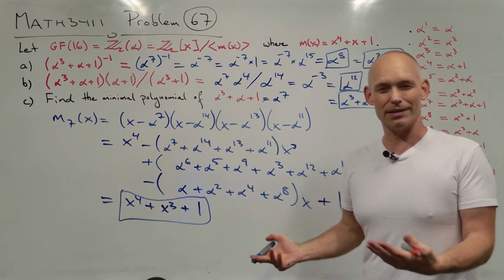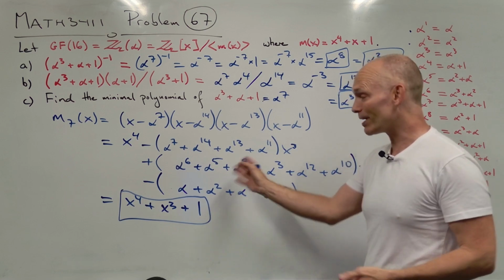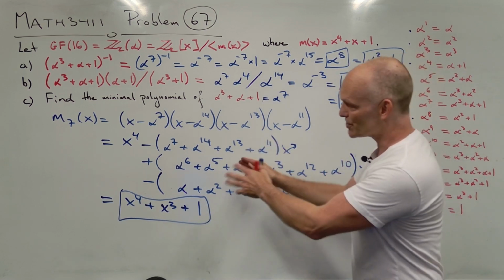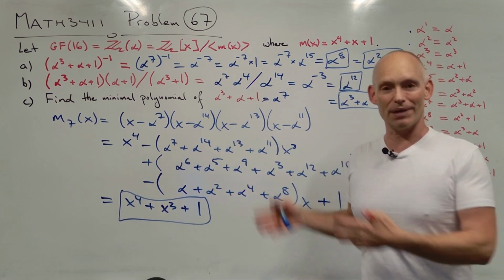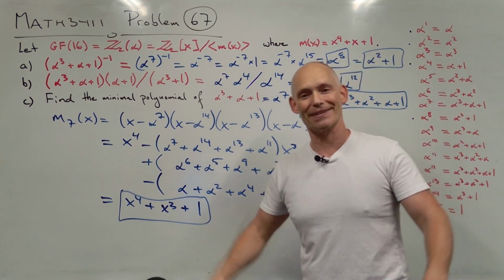The chances of getting a binary polynomial with no alphas and no zero constant term, and it being irreducible, are pretty low if you mess something up there. So I'm pretty confident that this is the answer, and indeed it is.